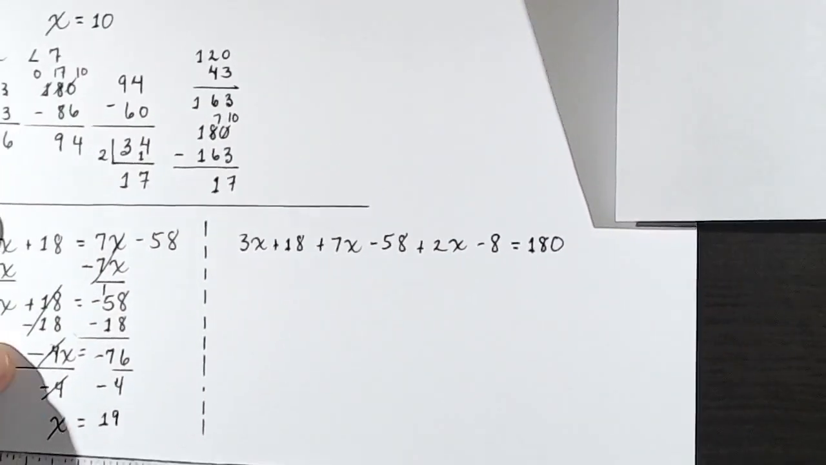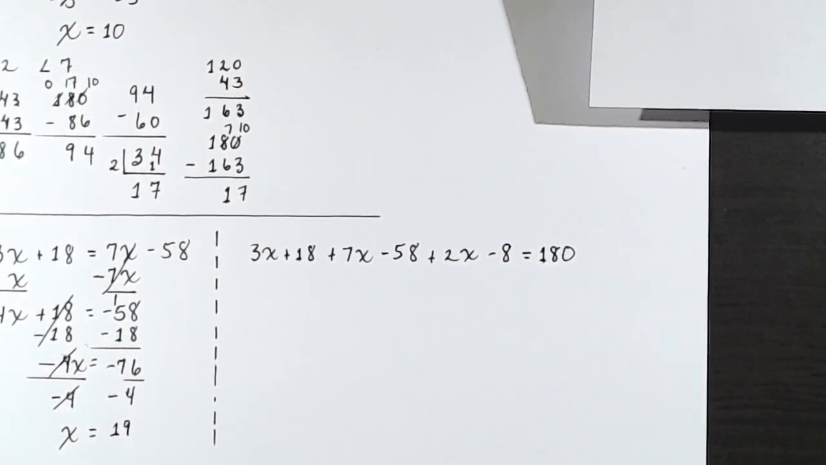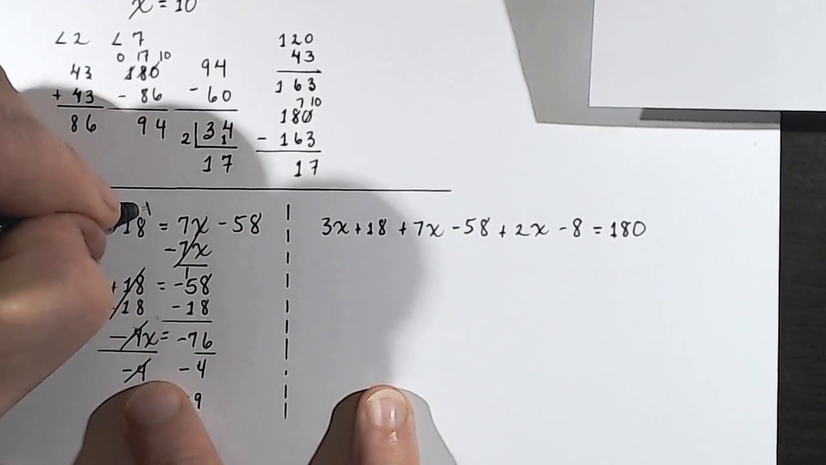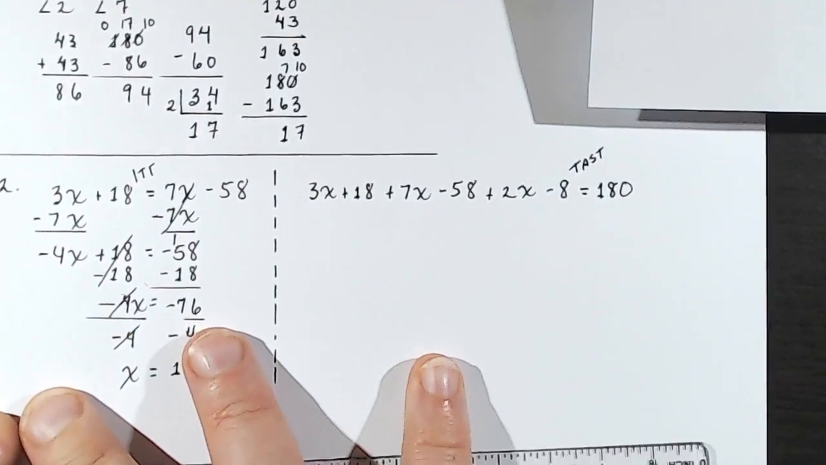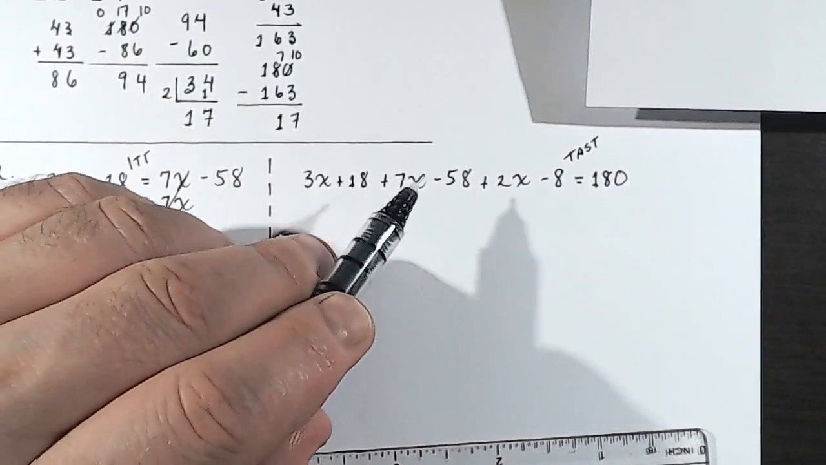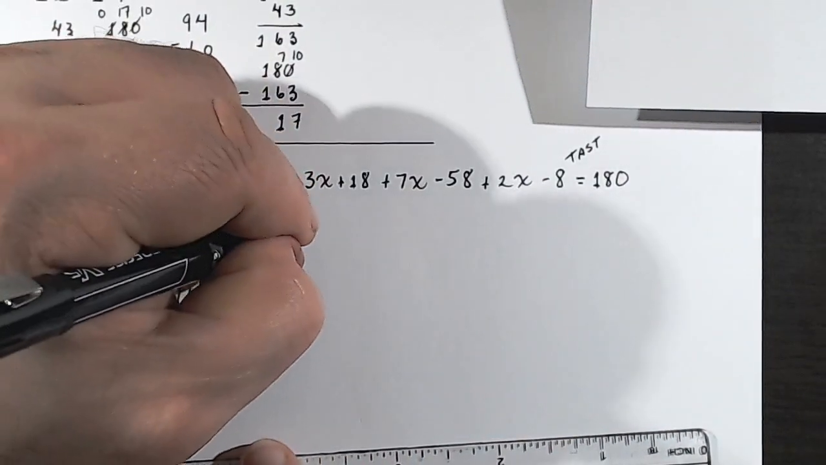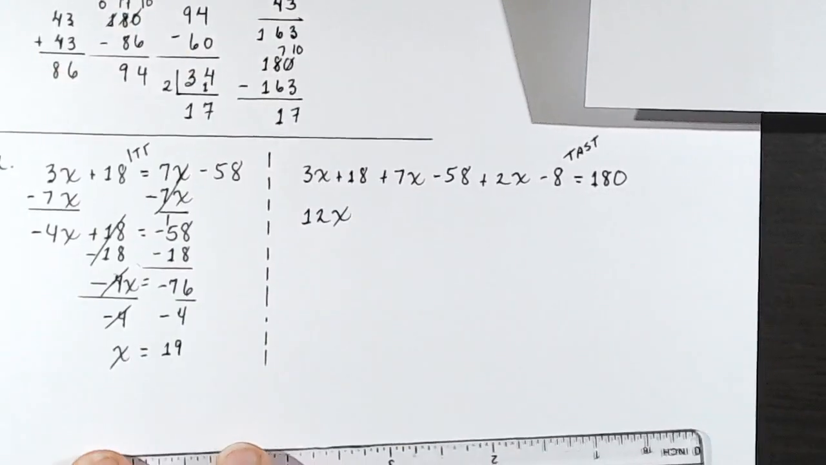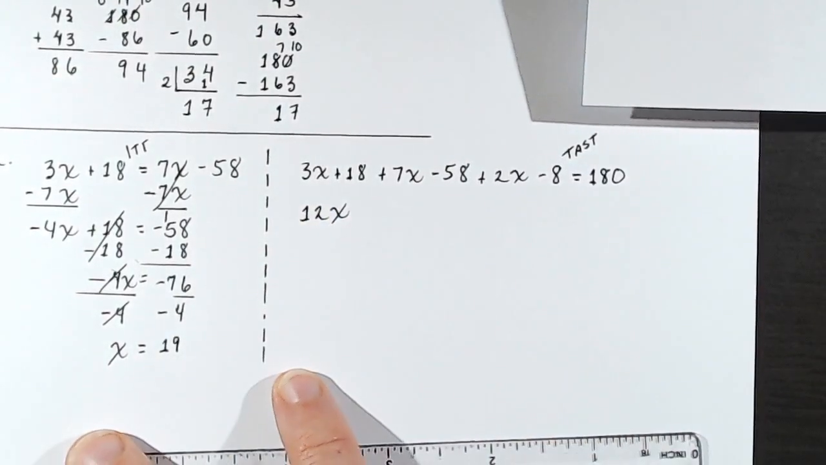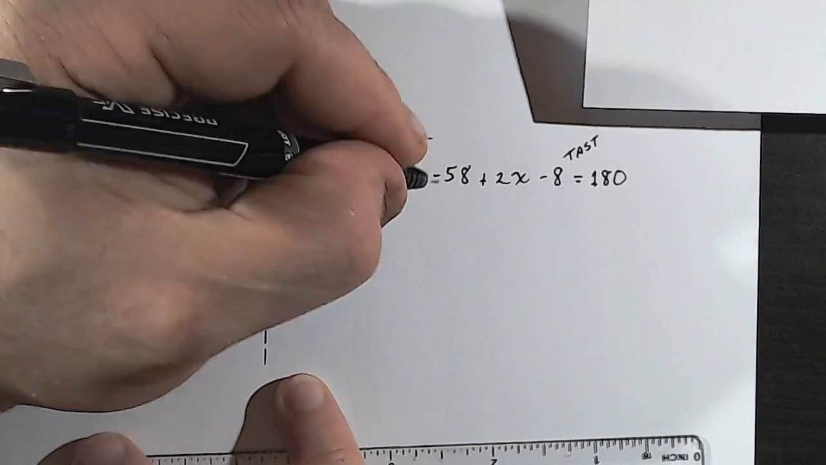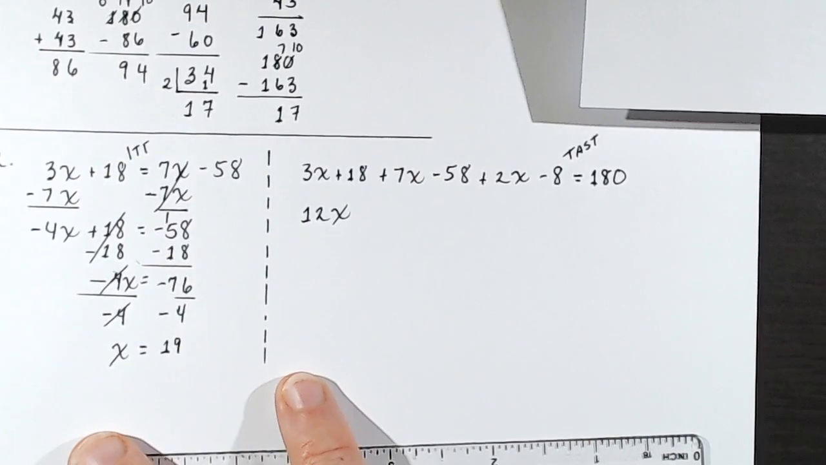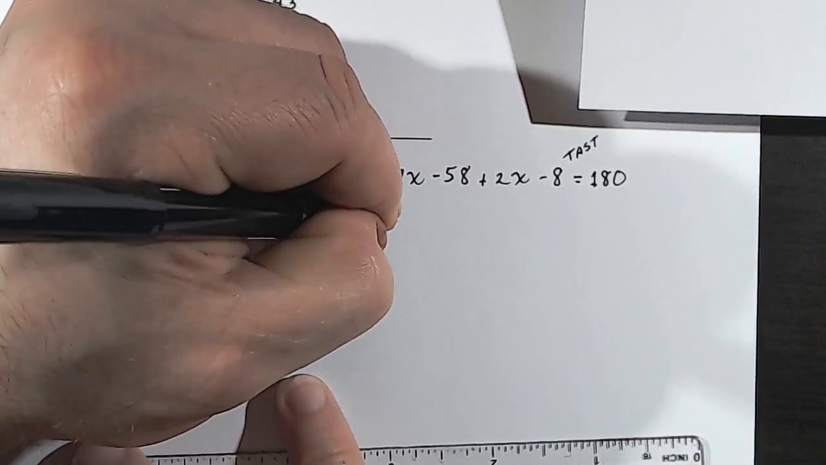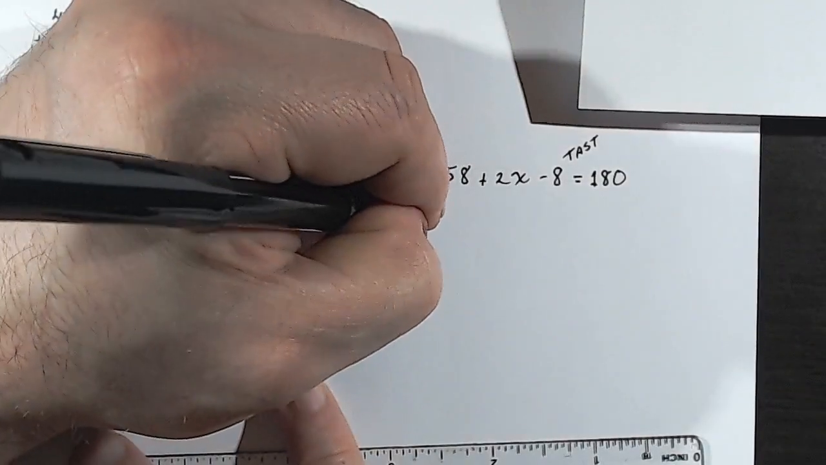Let's check it. Over here, we should be able to find the same x value. Okay, so this was by the isosceles triangle theorem, and this is by the triangle angle sum theorem. Let's see if we get the same answer. So 3x plus 7x plus 2x is 12x. Just combining like terms there. 18 minus 58 is negative 40. Minus 8 is negative 32. No, negative 40 minus 8 would be negative 48. I hope I did all that right. And that's equal to 180.